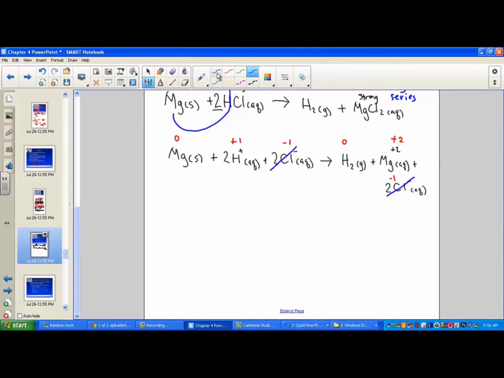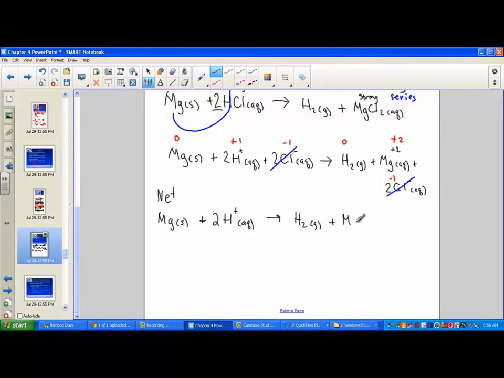So let's write that net ionic equation. We have solid magnesium reacting with 2 aqueous hydrogen ions, forming molecular hydrogen in the gaseous form. And now in solution is the magnesium ion, aqueous, carrying a +2 charge.